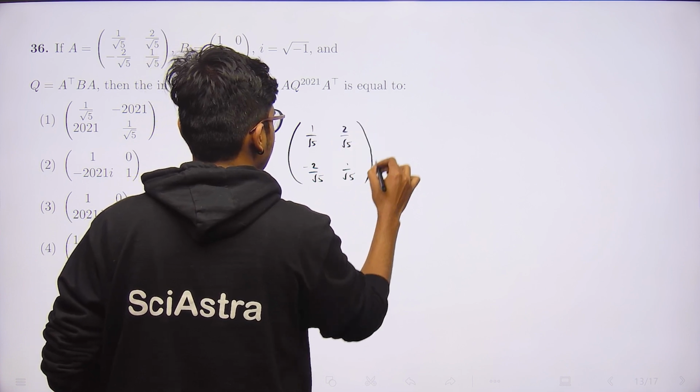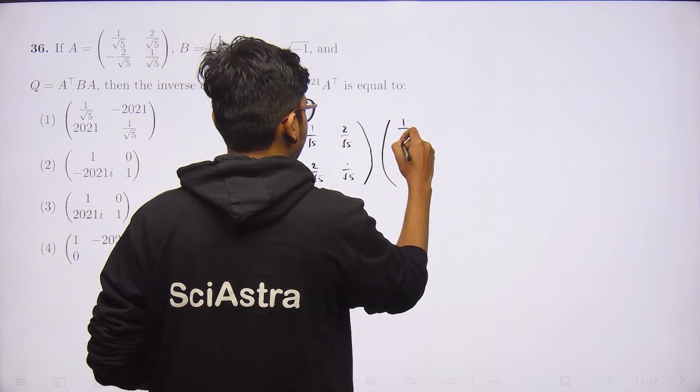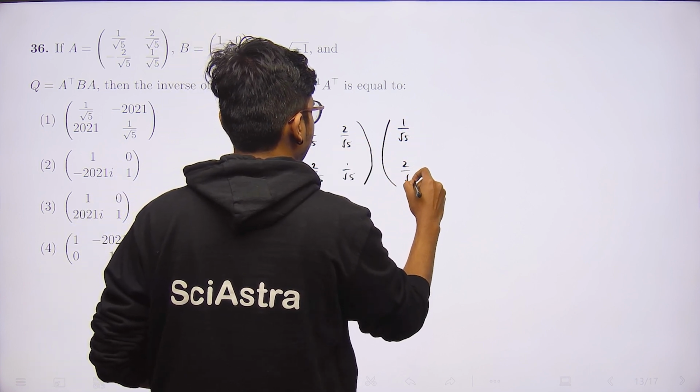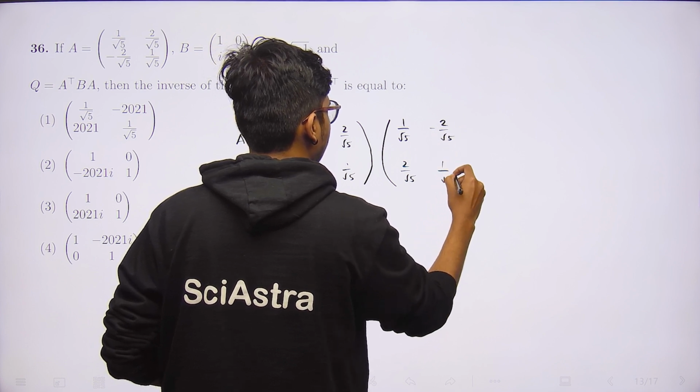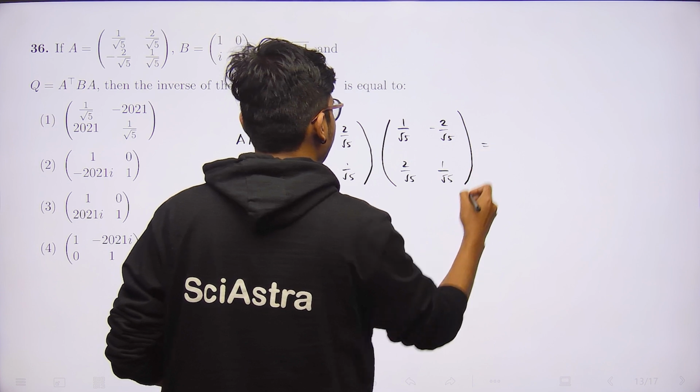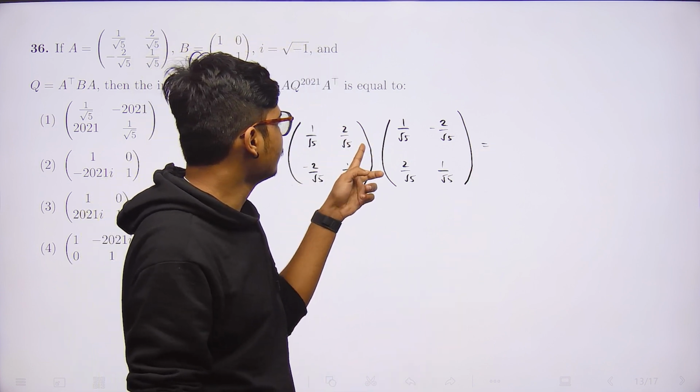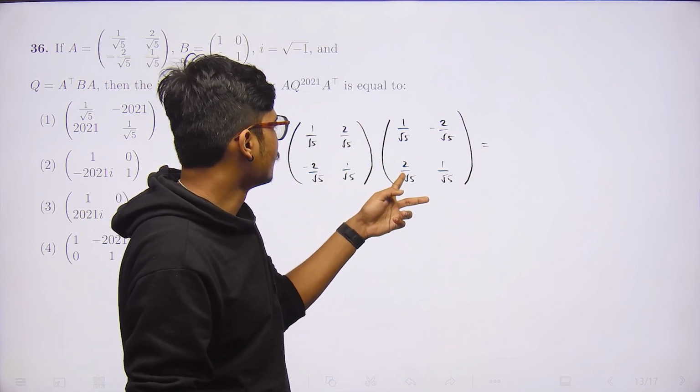This times इसका transpose क्या आएगा? You flip this, right? So 1 by root 5, 2 by root 5 minus 2 by root 5, 1 by root 5, right? Okay? And इन दोनों को multiply करेंगे तो let's see what happens. You'll get 1 by 5, 1 by 5 plus 4 by 5, so that becomes 1.